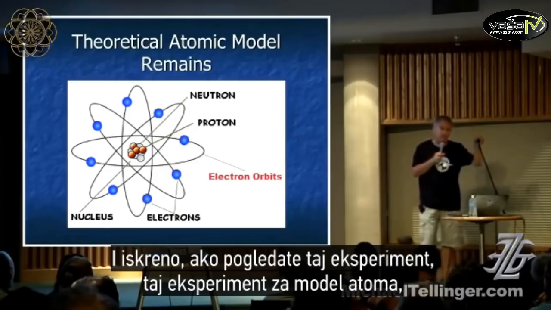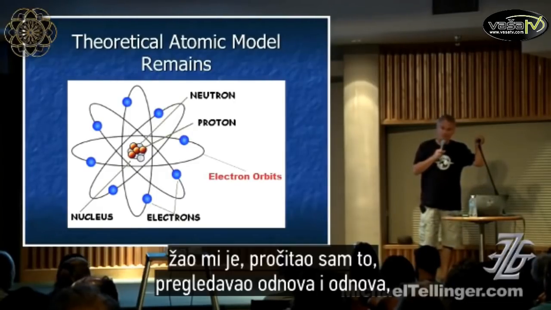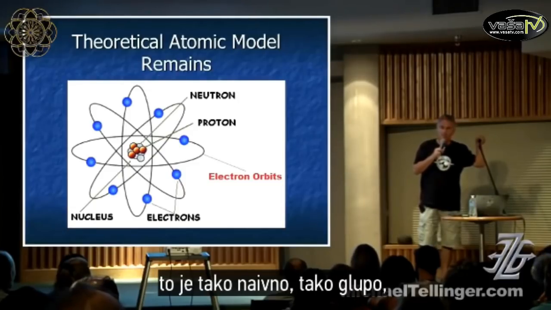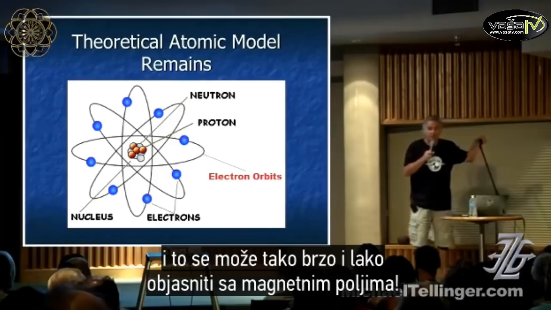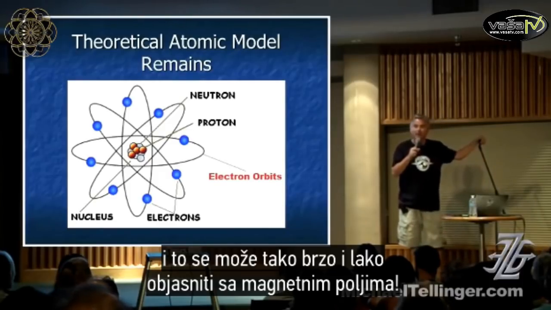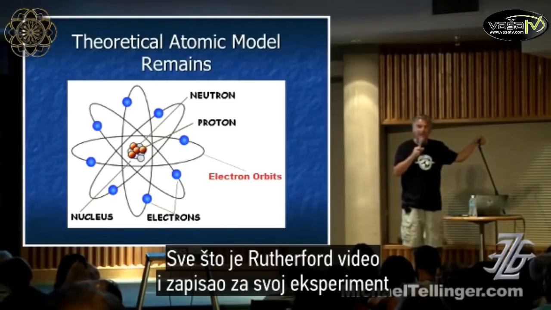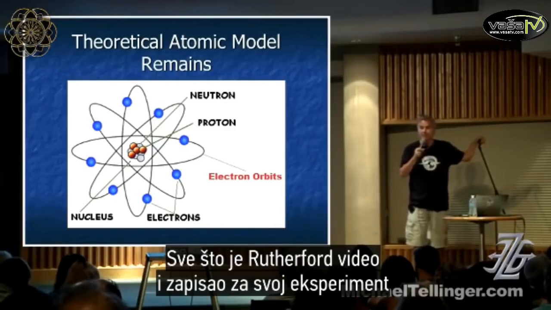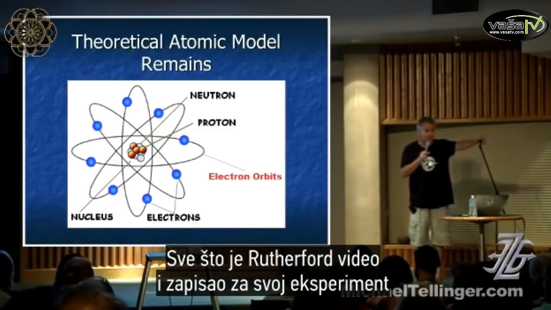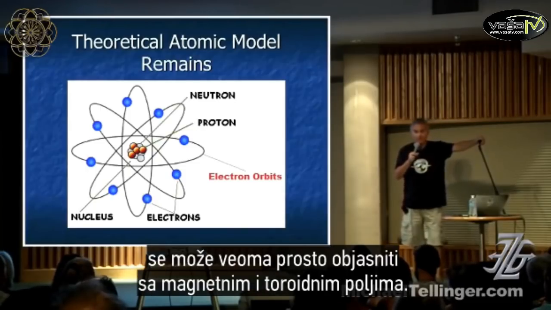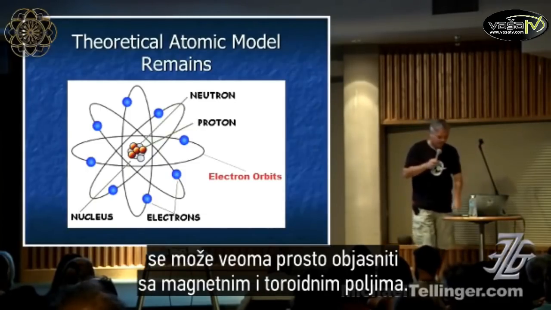Quite frankly, if you go and look at that atomic model experiment, I've looked at it over and over again. It is so naive, it is so stupid. And it can be so quickly and easily explained with magnetic fields. Everything that Rutherford experienced and reported on with his experiment could be very simply explained with magnetic fields and toroidal fields.